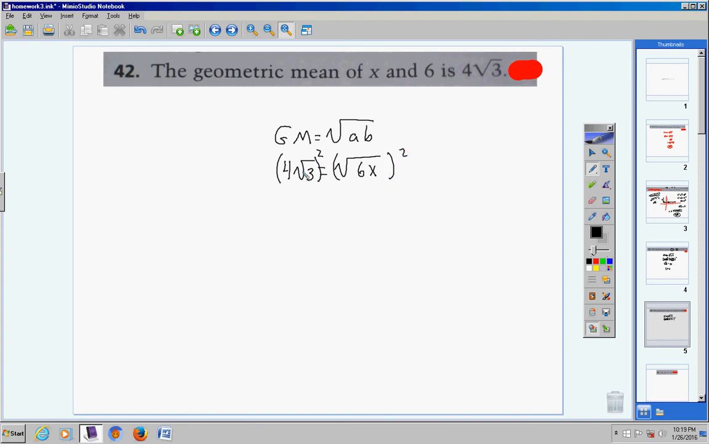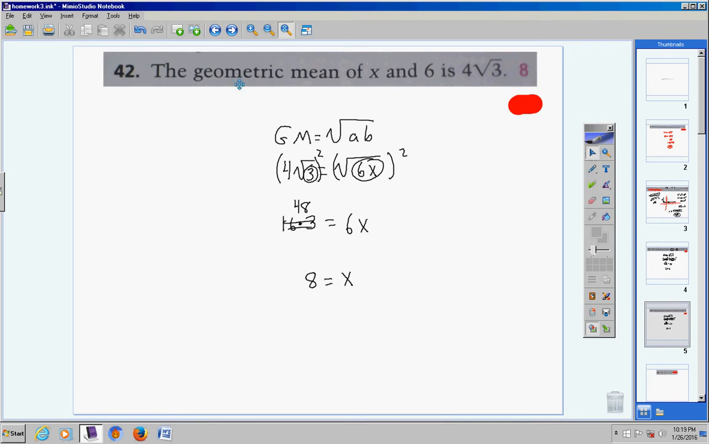When you square a square root, you get the radicand. But you also have to square the 4, that's 16, and they're multiplying. Over here we square the square root, which leaves us with 6x. Okay? 16 times 3 is 48. So I have 48 equals 6x. Divide both sides by 6, and 8 equals x. So your other number is 8.